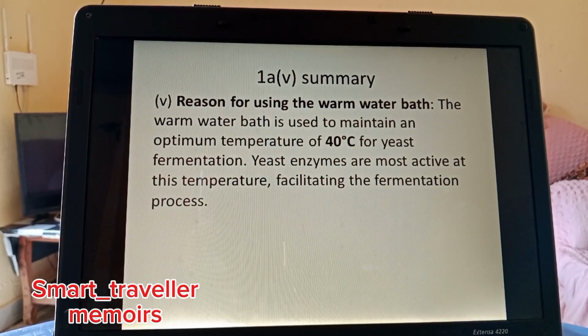And for 5, reason for using the water bath: the water bath is used to maintain an optimum temperature of 40 degrees centigrade for yeast fermentation. Yeast enzymes are most active at this temperature, facilitating the fermentation process.